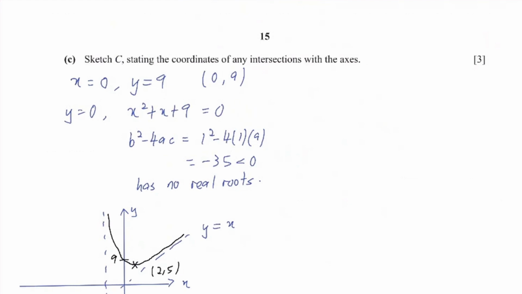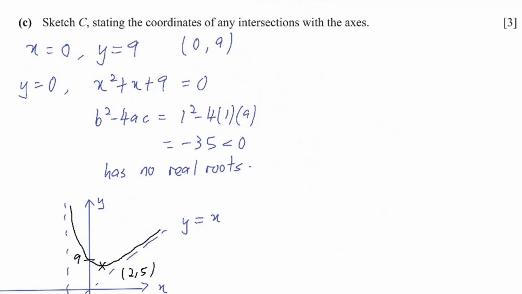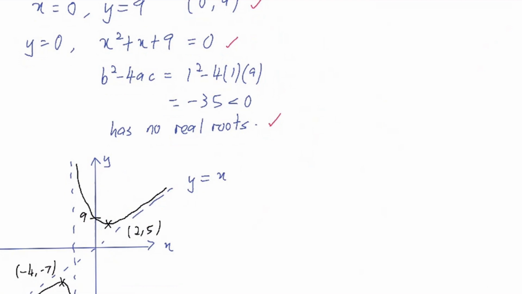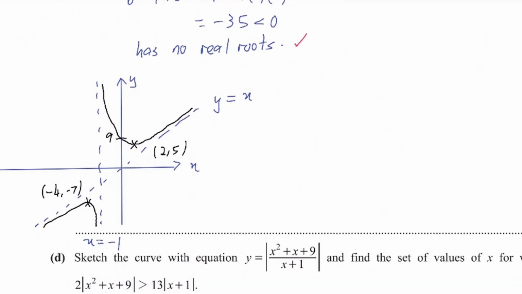Okay, so sketch C and state the coordinates of any intersection with the axis. So we could find out what the x and y intercepts are to help us. So this would be the y-intercept. And for the x-intercept, there is actually no real solution to that. So there will be no real root for the x-intercept there. So no x-intercept.